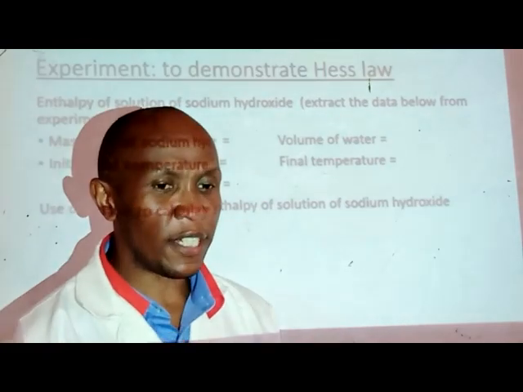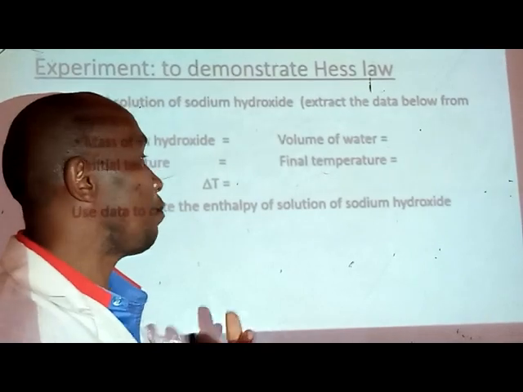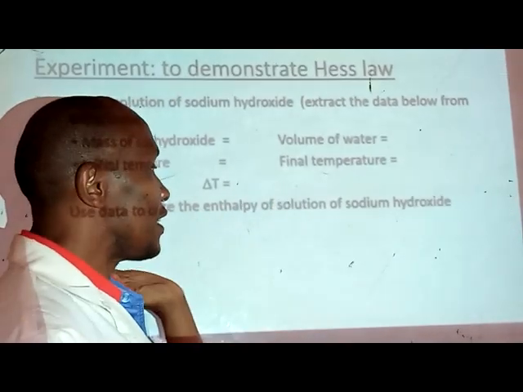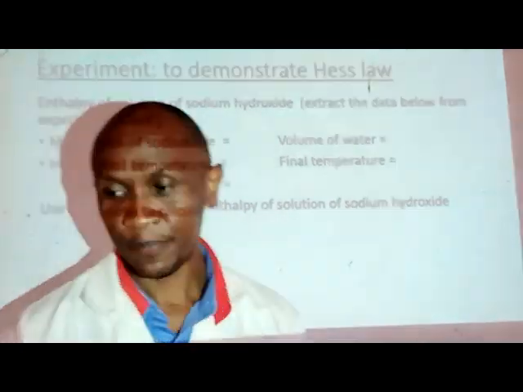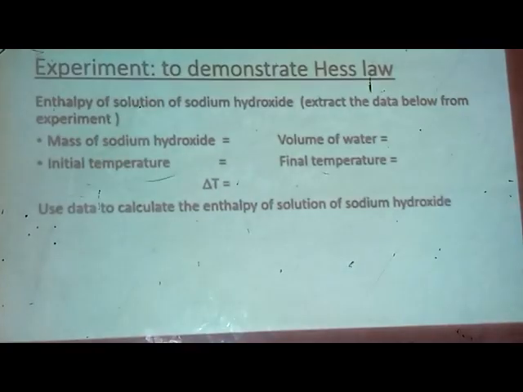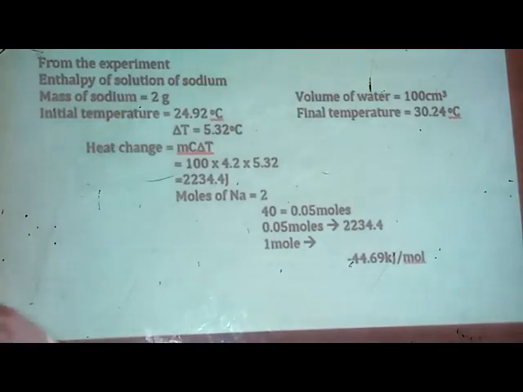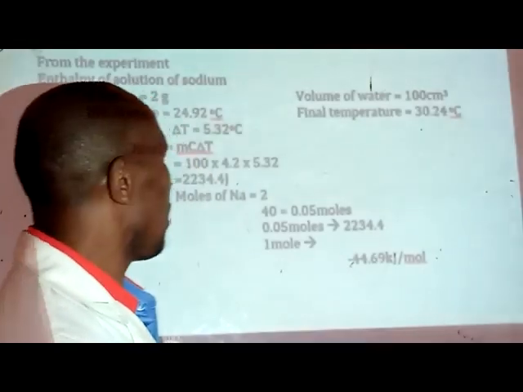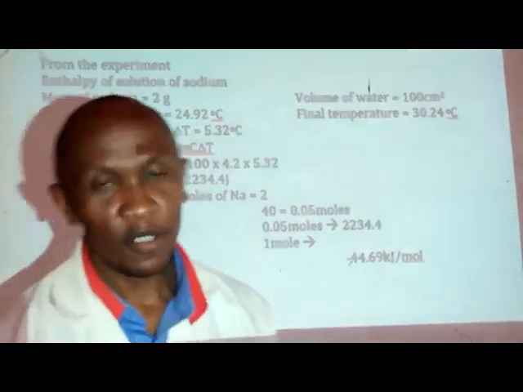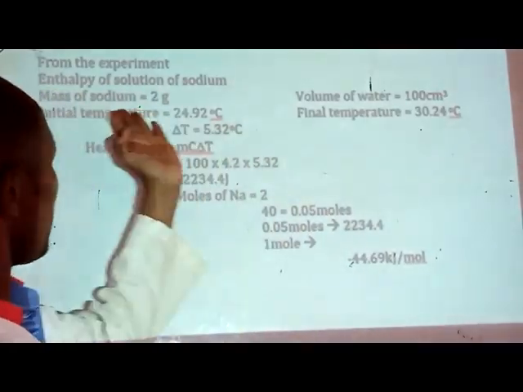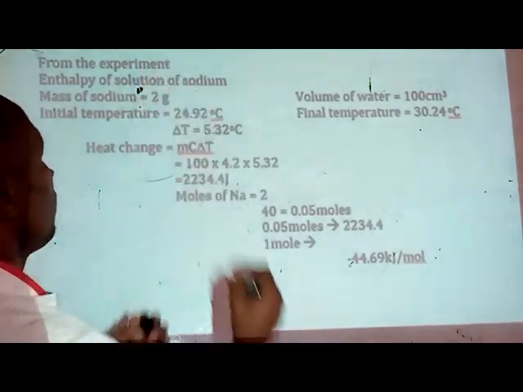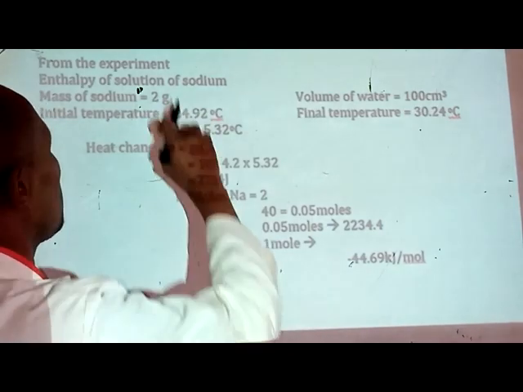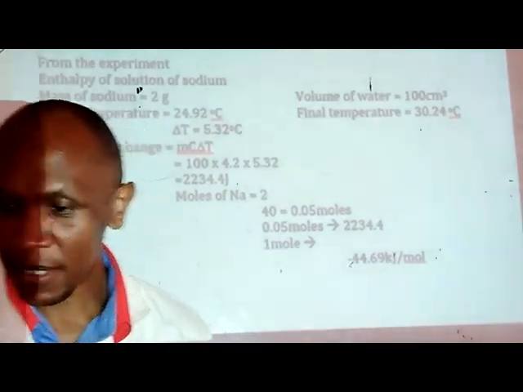Assuming that you have gone through the script now and you have that data, please calculate the enthalpy of solution of sodium hydroxide. Assuming that you have done that, let's look at what I did. Now this is the data I got. I got the mass of sodium hydroxide that is being dissolved as 2 grams.